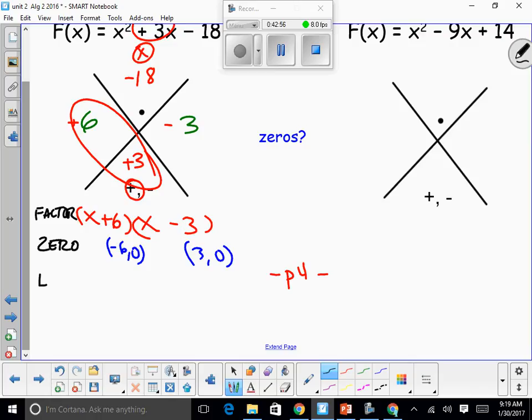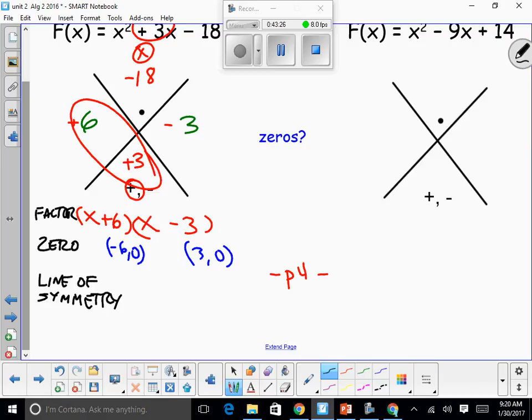Get your thesis statement. How do you find the line of symmetry? It's an addition problem divided by 2. You take the non-zero digits in your zeros, you add them and divide by 2. Here comes negative 6 plus negative 6 plus this 3.